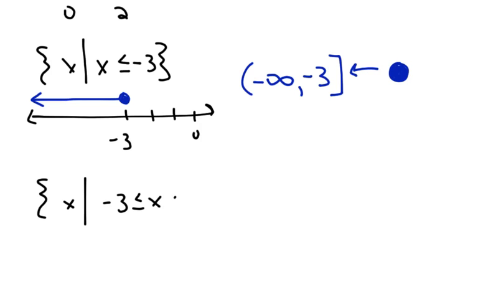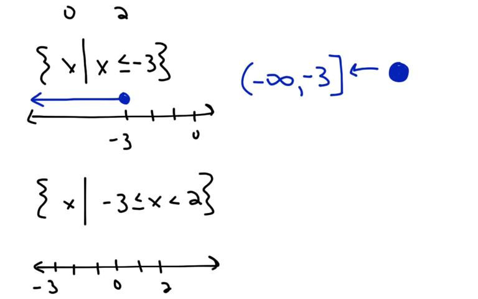-3 is less than or equal to x is less than 2. This was called a compound inequality. And the way it worked was you would put a closed circle on the -3, but an open circle on 2, and you would connect them. And the reason is because x is literally between those two numbers.